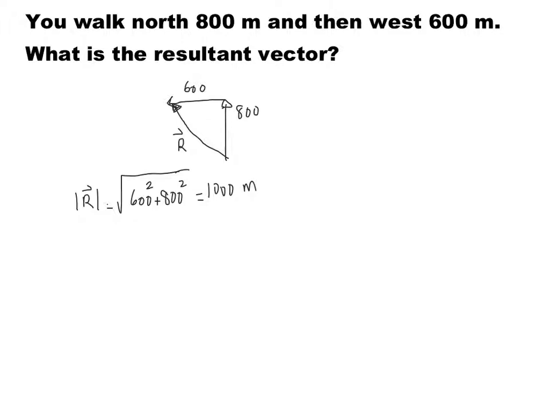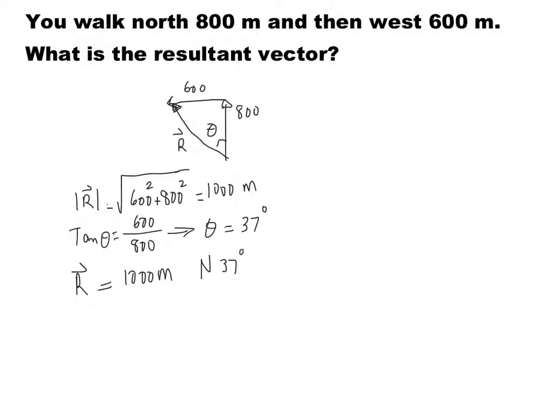Now, to find the angle, which is this angle theta, we are going to use the primary trig ratio, and we're going to say tan theta is opposite, which is 600, divided by adjacent, which is 800. From here, theta, if you use the inverse on your calculator, is going to be about 37 degrees. So I can say that R is equal to 1000 meters north 37 degrees west, if I want to use the quadrant notation.